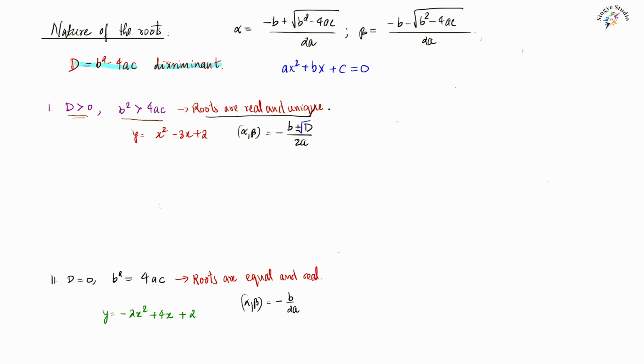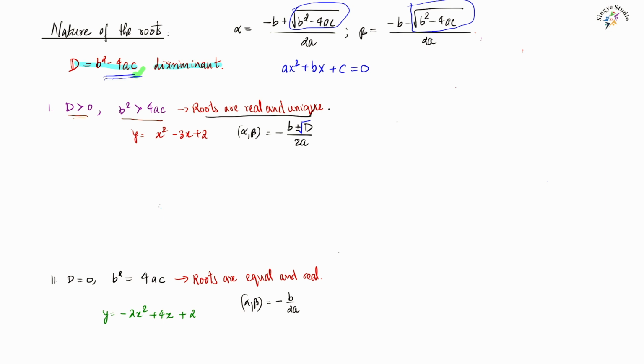Welcome to another video. In this video, I'm going to discuss the nature of the roots. As I have already said in earlier videos, the nature of the roots will depend on the value of the discriminant. This discriminant is D equals b squared minus 4ac, and this is taken from the formula which gives the value of the roots. So based on this value, whether it is greater than 0, which is positive, or equals 0 or less than 0, it will decide the nature of the roots.